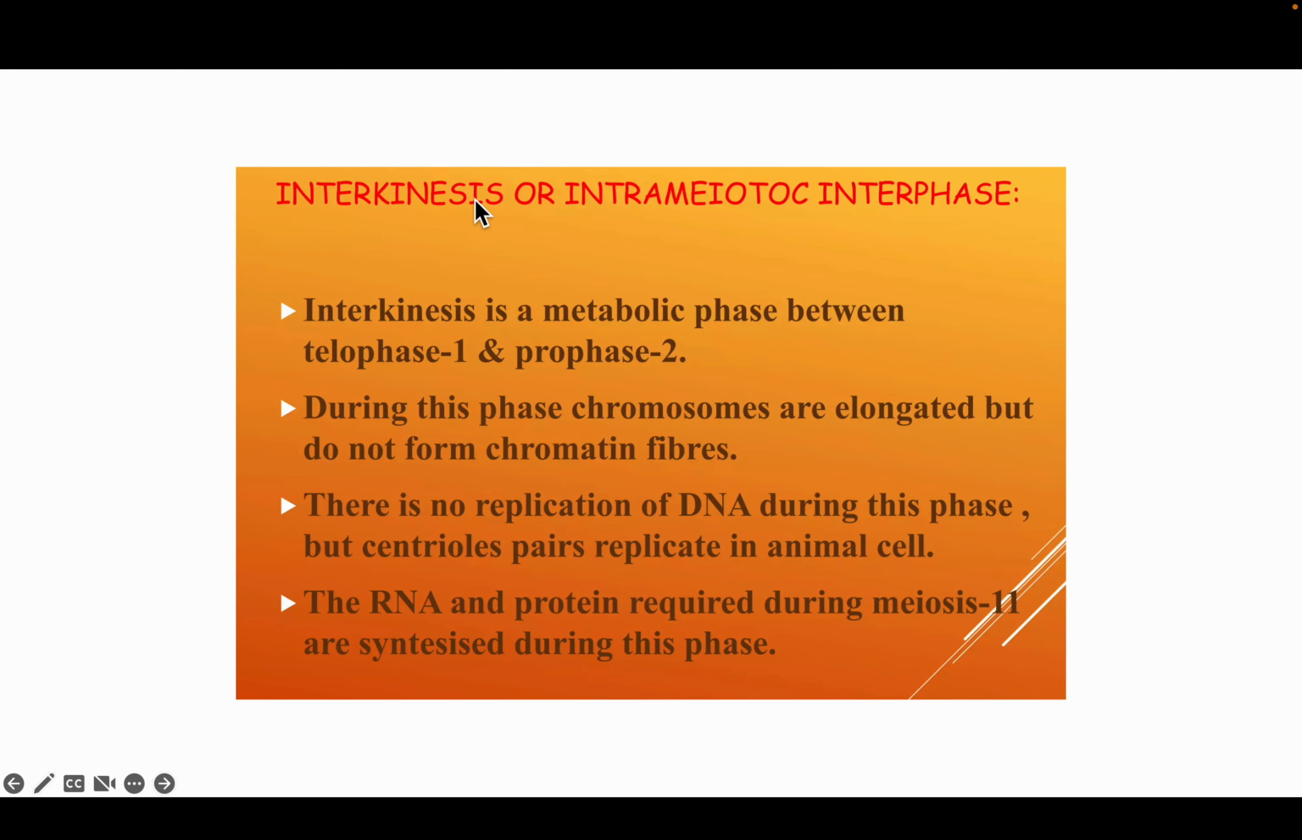Now the next step is interkinesis, or intrameiotic interphase. Interkinesis is a metabolic phase between telophase 1 and prophase 2. During this phase, chromosomes are elongated but do not form chromatin fibers. There is no replication of DNA during this phase, but the centriole pair replicates in an animal cell. The RNA and proteins required during meiosis 2 are also synthesized during this phase.